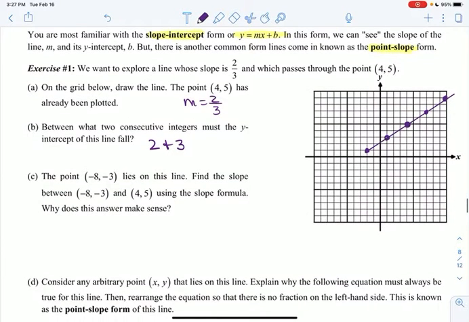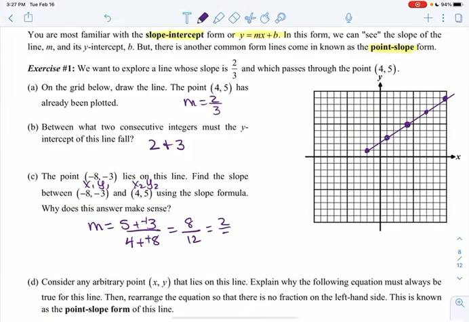All right. The point -8, -3 also lies on this line. Find the slope between -8, -3, and 4, 5. All right, so we're going to find that slope algebraically. So I'm labeling my points x1, y1, x2, y2. So the slope is going to be 5 minus -3 over 4 minus -8. So again, remember, we've been doing this for 2 days now. I subtract the y's, that goes on top. And I subtract the x's, that goes on the bottom. 4 minus -8 is actually 4 plus 8. And that's 12. I divide by 4, and I'm going to get 2/3.